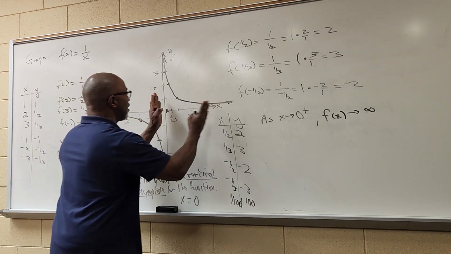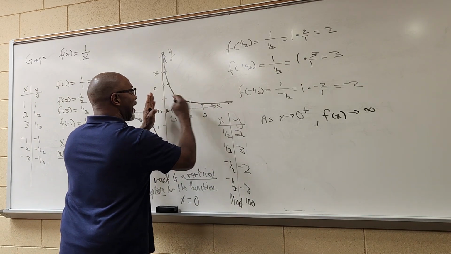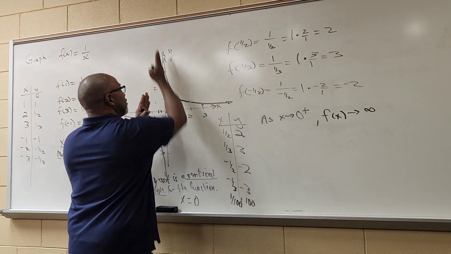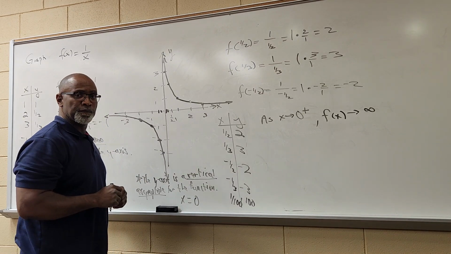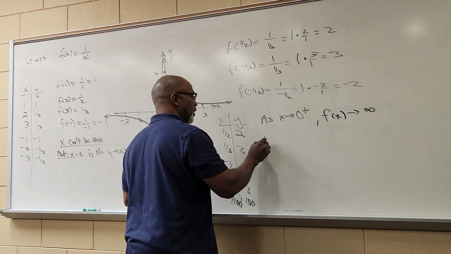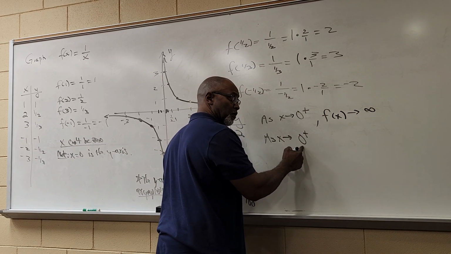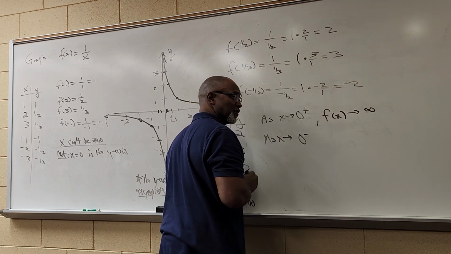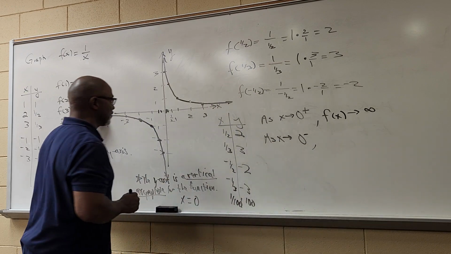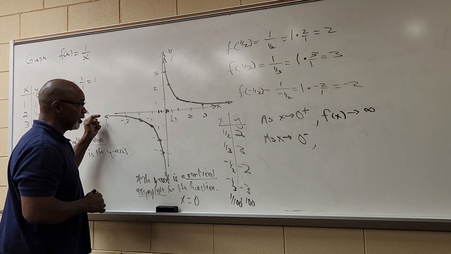So as I get really close to 0 from the positive side, that's what that means, the function blows up and goes to infinity. Okay? I can also talk about as x goes to that asymptote, 0, this time from the negative side. So now I'm on the negative side of 0. My function is coming this way.